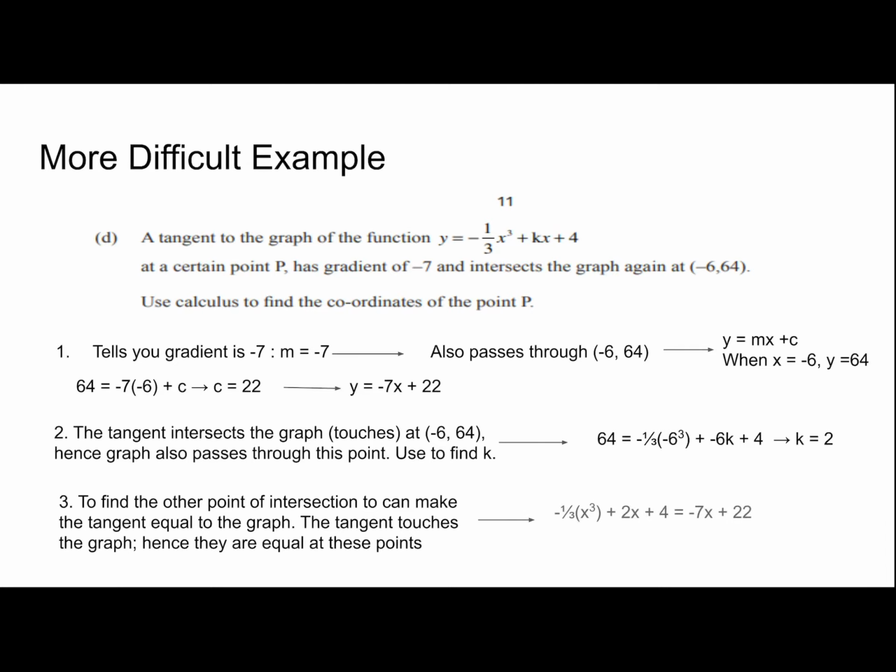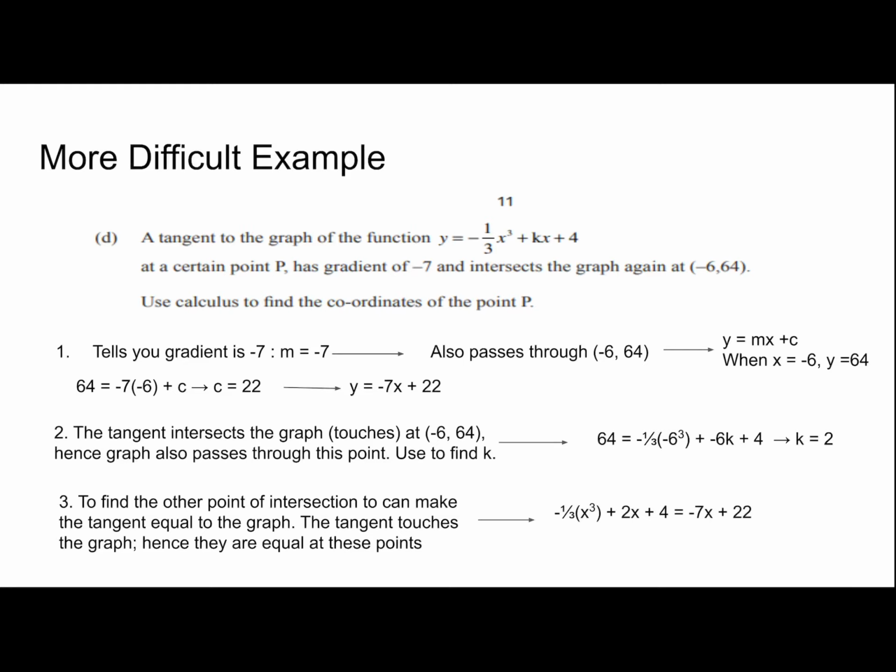So what we're trying to do is set negative 1/3 of x cubed plus 2x plus 4 equal to negative 7x plus 22. We move the negative 7x and the 22 to the other side and make it equal to 0. All you have to do is press some buttons in your graphics calculator. You should go to polynomial, and the degree should be 3, because our highest power is 3. So degree 3, and we type in our numbers.